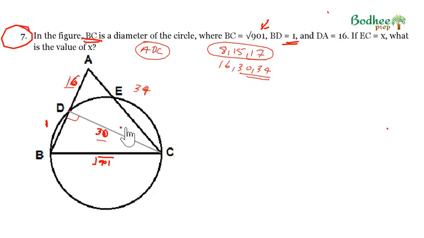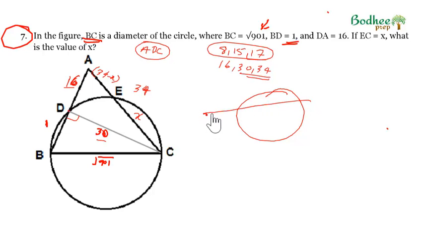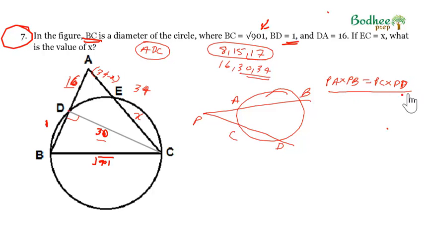Okay, fine. So again, we have to find the value of EC. Let it be X. So the value of AE would be 34 minus X. We know that in any circle, if we draw 2 secants from a point P outside the circle, meeting the circle at A, B and at C, D, then the relation is PA into PB is equal to PC into PD. I believe everybody knows this.